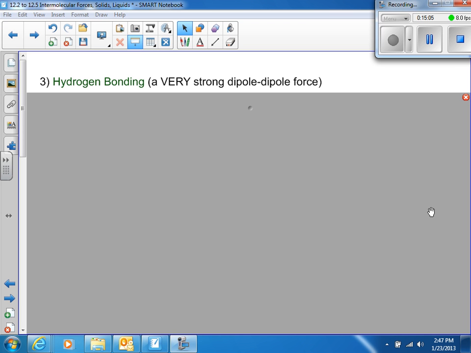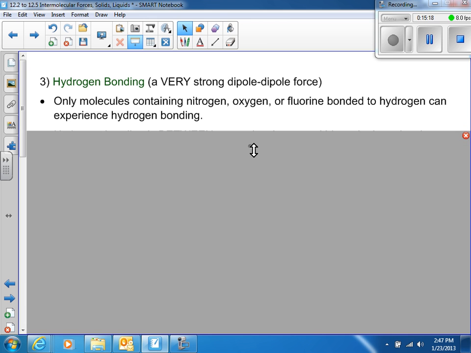All right, the next force, the last one for intermolecular forces, very important, intermolecular forces. The last force we're going to look at is hydrogen bonding. This is the strongest intermolecular force. It's a very strong dipole-dipole force.